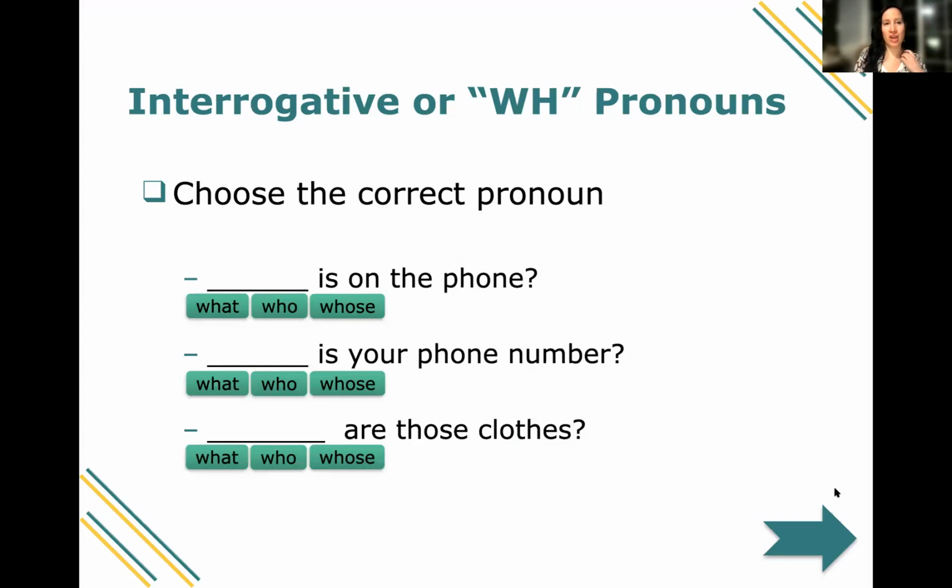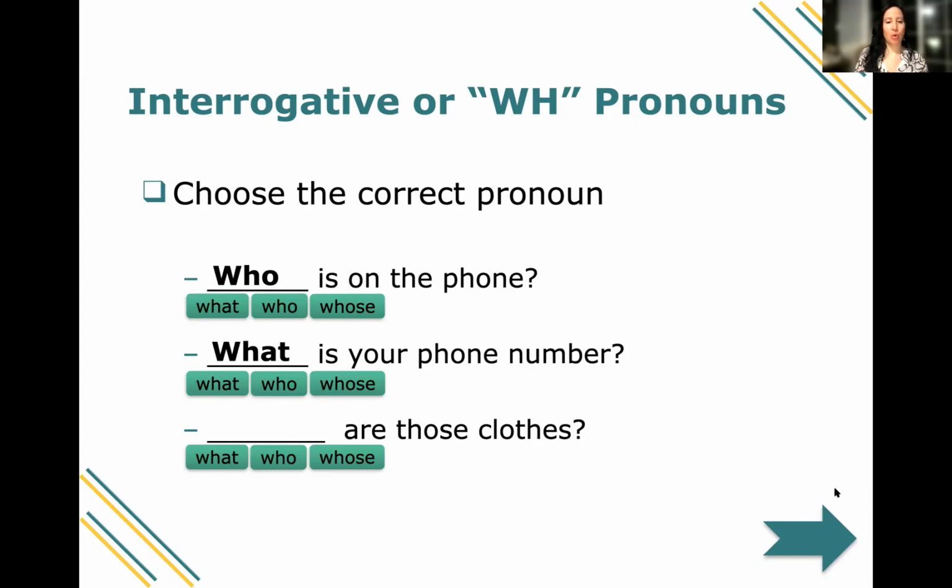Let's do the fun one, interrogative or WH pronouns. Do you remember all those WHs? Let's choose the correct pronoun here. What is on the phone? Who is on the phone? Who's on the phone? Who is on the phone? Not whose. What is your phone number? Who is your phone number? Whose is your phone number? What is your phone number? Do you ask this all the time?